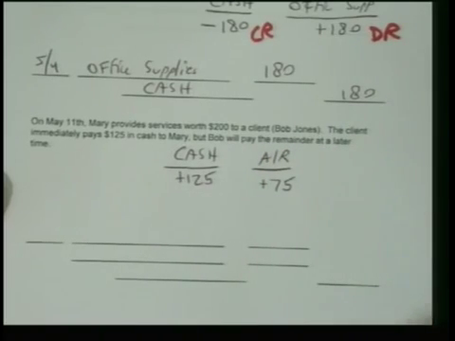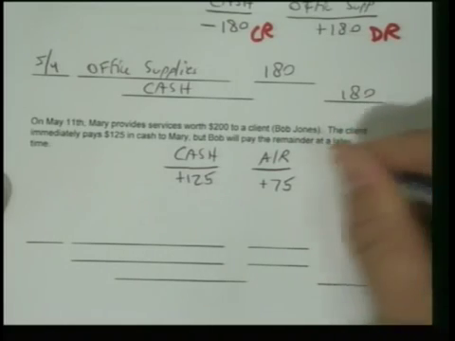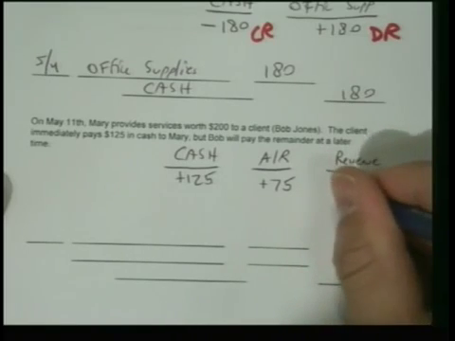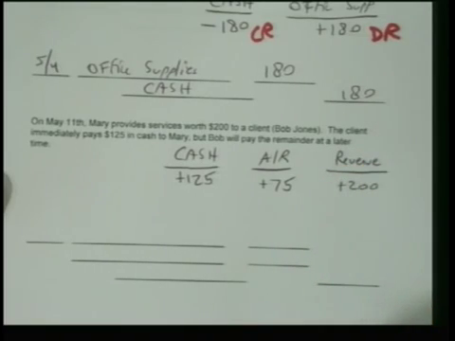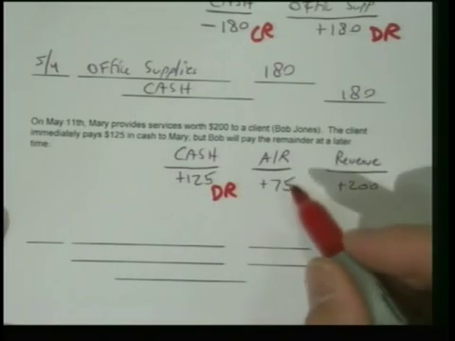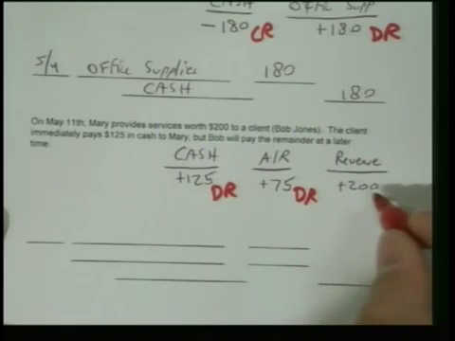And then what else is affected? Revenue. We can book the entire revenue recognition principle, because we have provided the services. So revenue goes up by $200, correct? All right, how do you make cash increase? Good, debit it. How do you make accounts receivable increase? How do you make revenue increase?